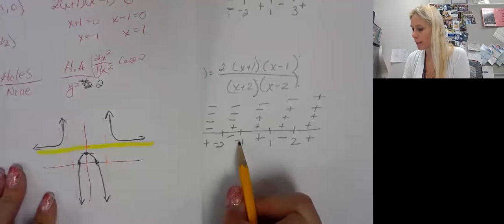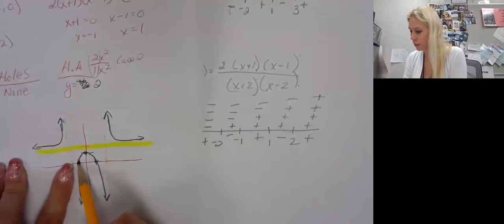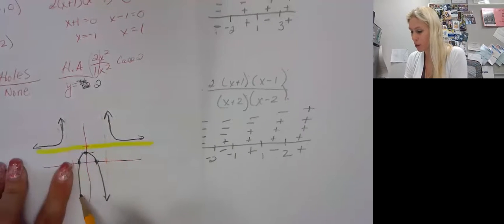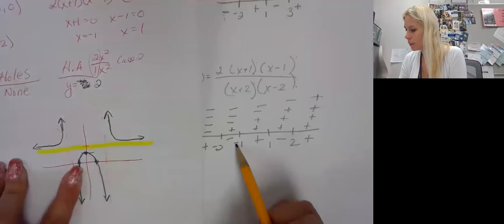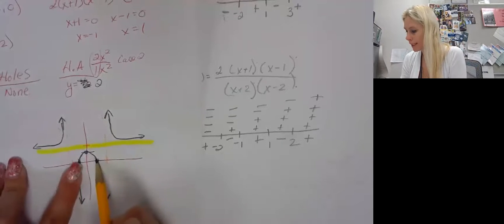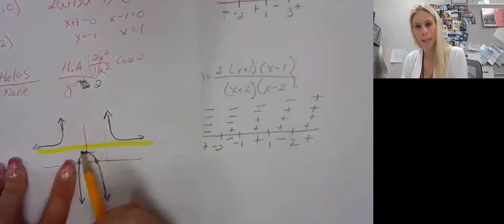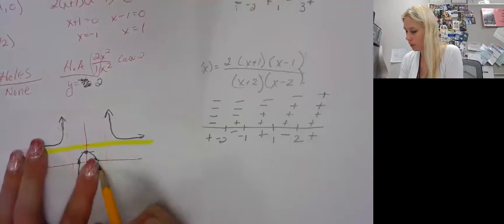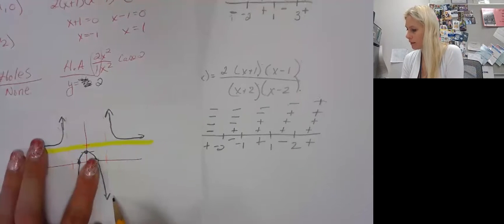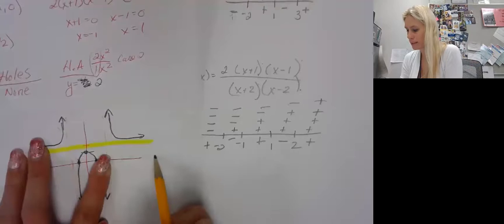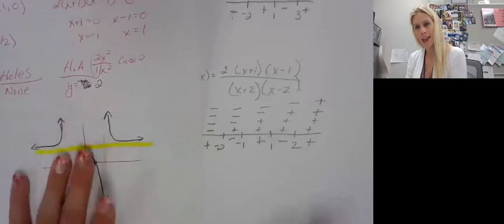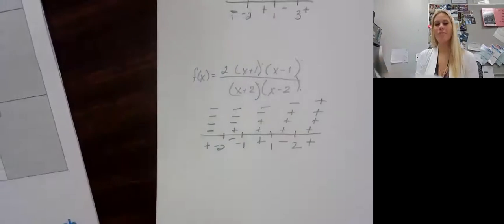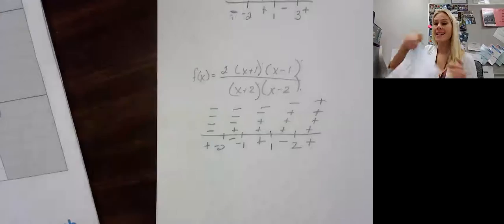Between -2 and -1, it is negative. Look, it's below, so that's good. Between -1 and 1, it's positive. Yep, it was above. Between 1 and 2, it's below. That works. And to the right of 2, it's above. Yay! Okay, one more. And then you can test out your stuff.